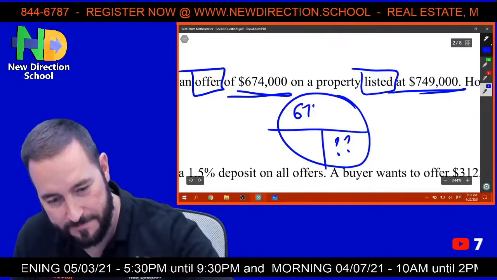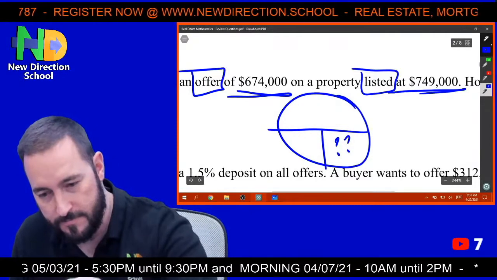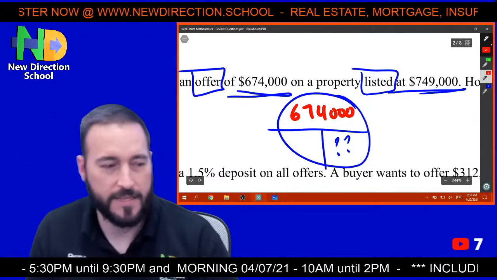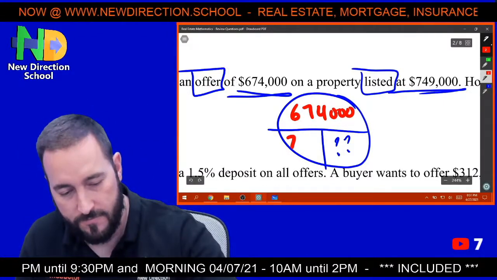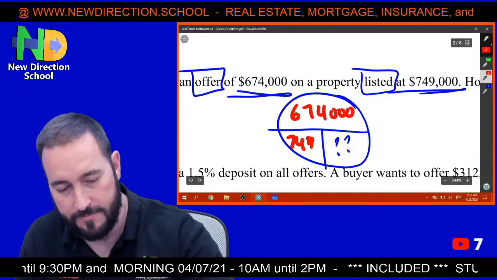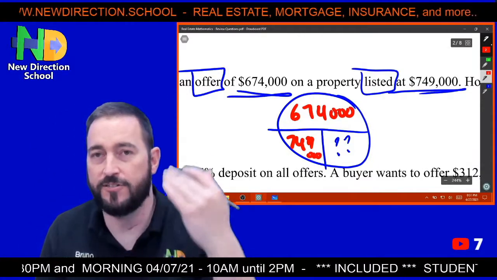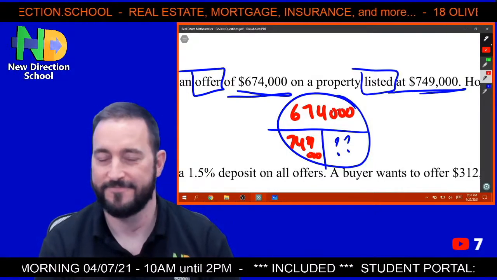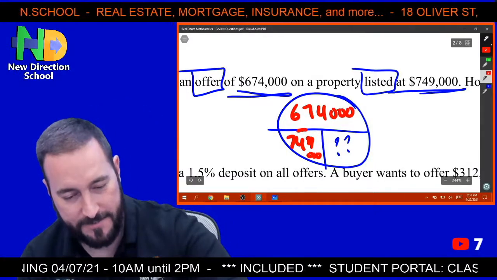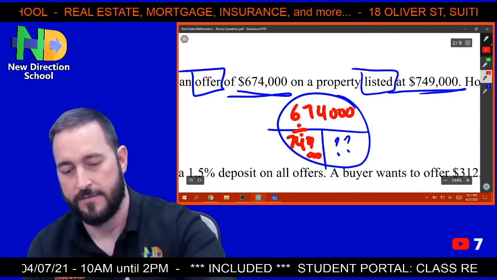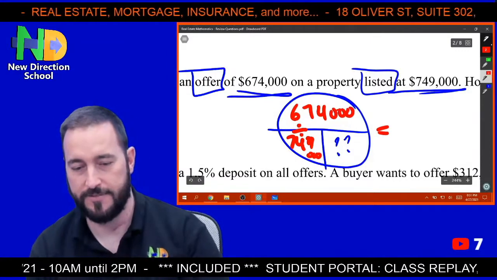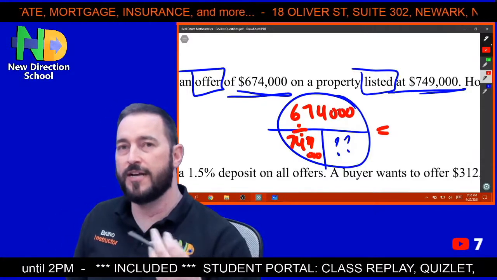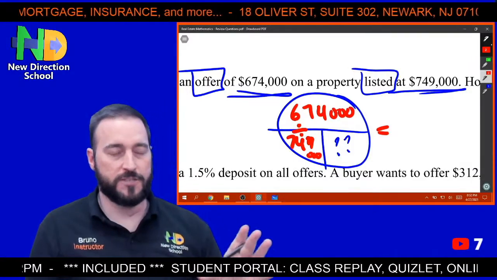674, correct. And the 749 right here at the bottom. Great. If a number is on top and the number is at the bottom, what do you do? Divide them. See how easy it is? So go ahead. Give it a try. 674,000 divided by 749,000. What is the percentage here?